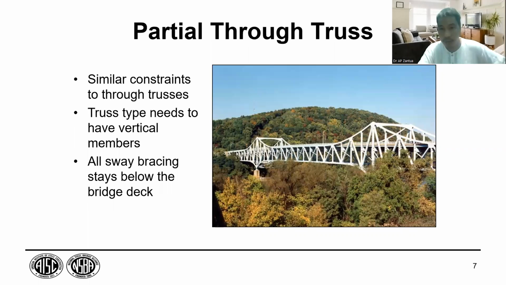Partial true truss. Partial meaning there is a portion above and a portion below. That's why it's called partial true. Similar constraint to true trusses: the truss type needs to have vertical members. All sway bracing stays below the bridge deck. So this has something to do with our design. Remember these things because we will design and compute. That's why we need to understand these technical terms.